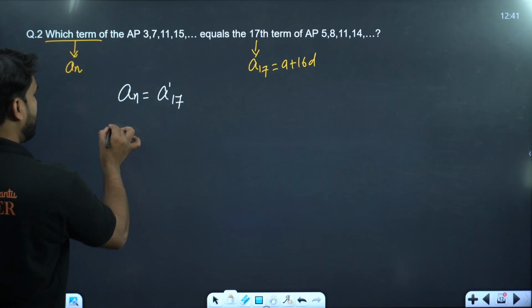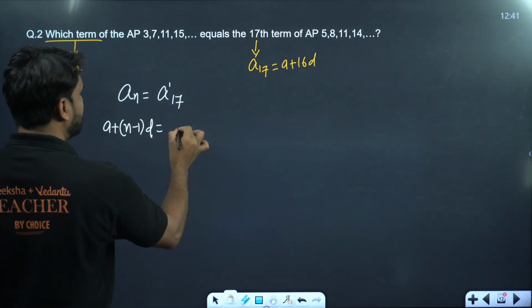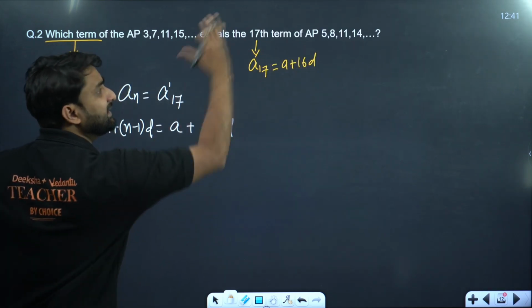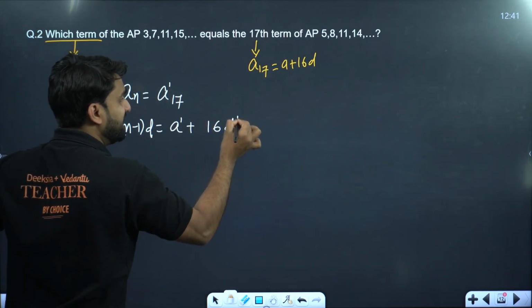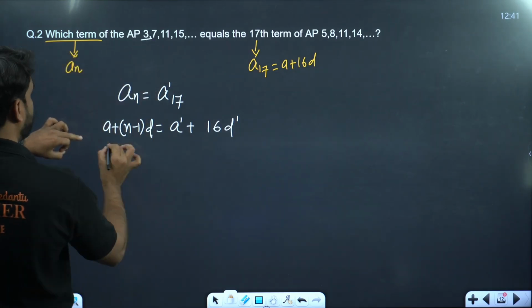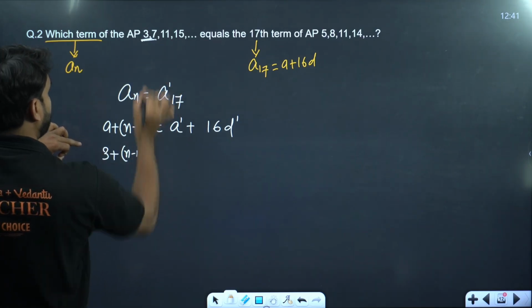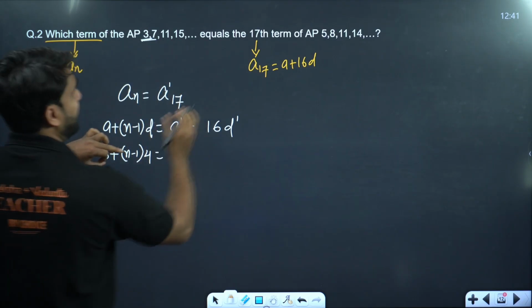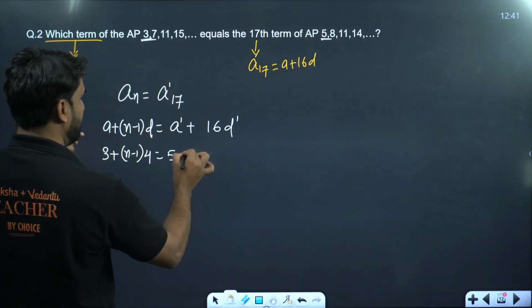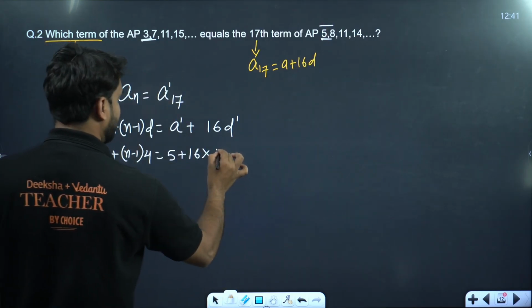So an can be written as a plus n minus 1 into d, and here the 17th term can be written as a plus 16d. But this is all about the other AP, so we can put here a dash and d dash. I hope this is clear to you all. Now a is 3, n we have to calculate, and d will be 4, equal to a dash, the first term of the second AP, which is 5, plus 16 into d, where d will be 8 minus 5, that is 3.